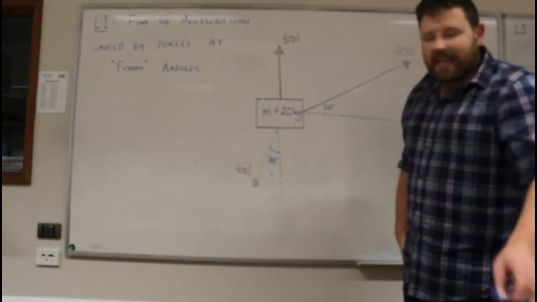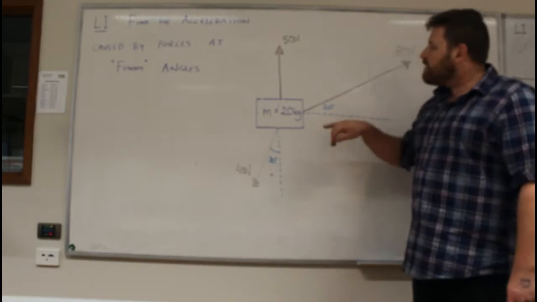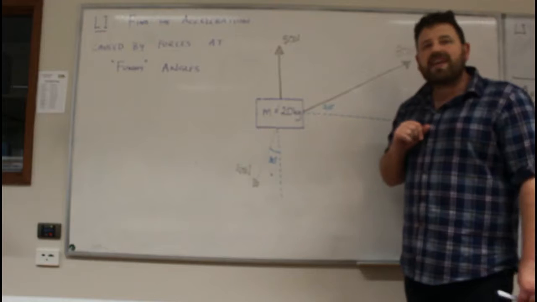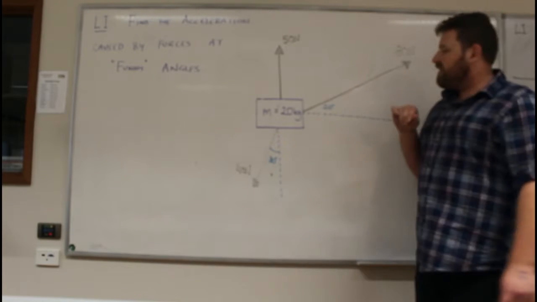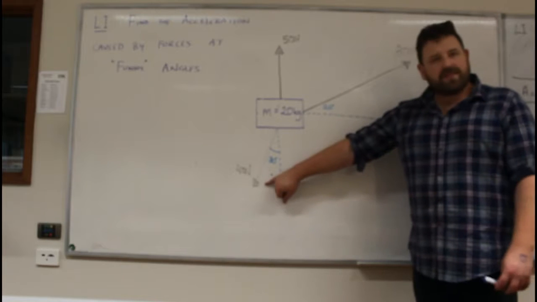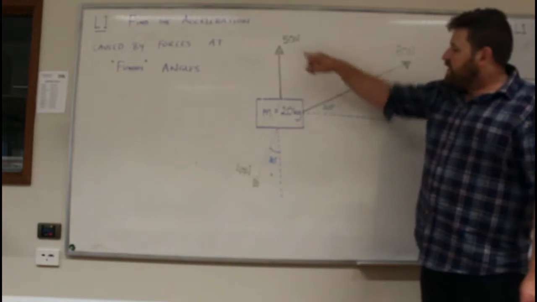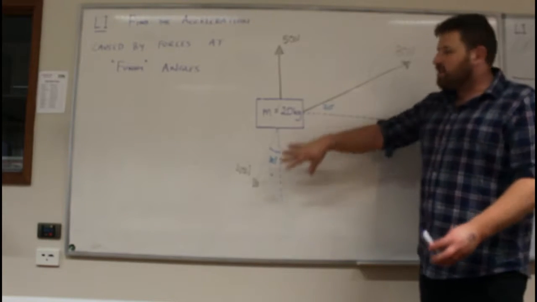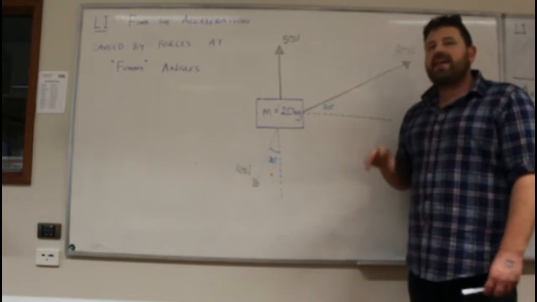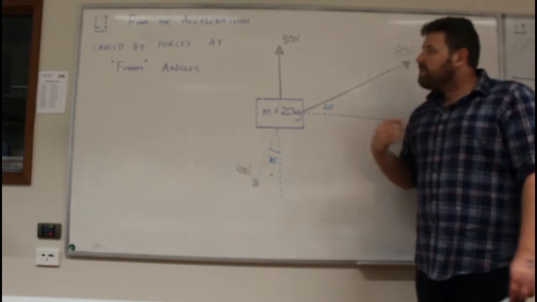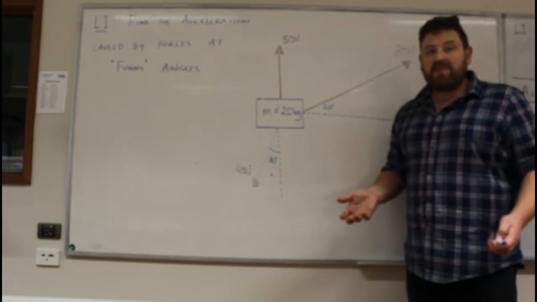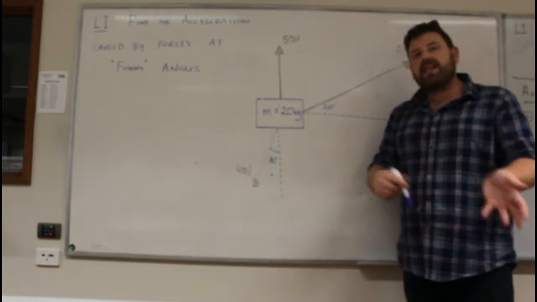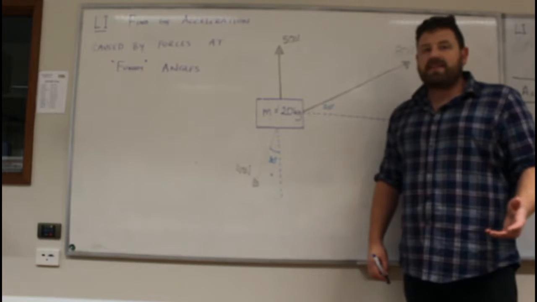Now, I've taken pains to draw this diagram as close to scale as possible. So notice that this 80 Newton line is roughly twice as long as this 40 Newton line. The 50 Newton line here is a little bit longer than the 40, not as long as the 80. That's important because the first method we're going to use is a pictorial method, so it's not quite as mathsy. The second method is a little bit mathsier.